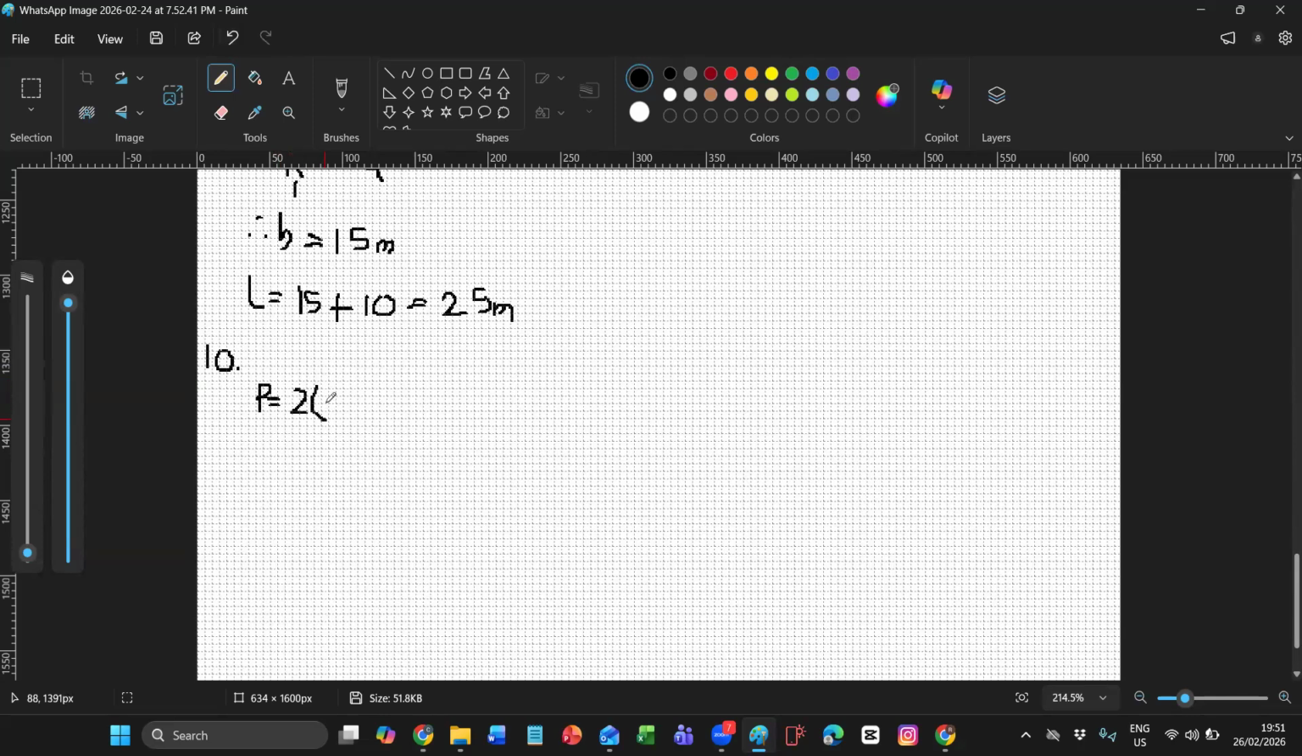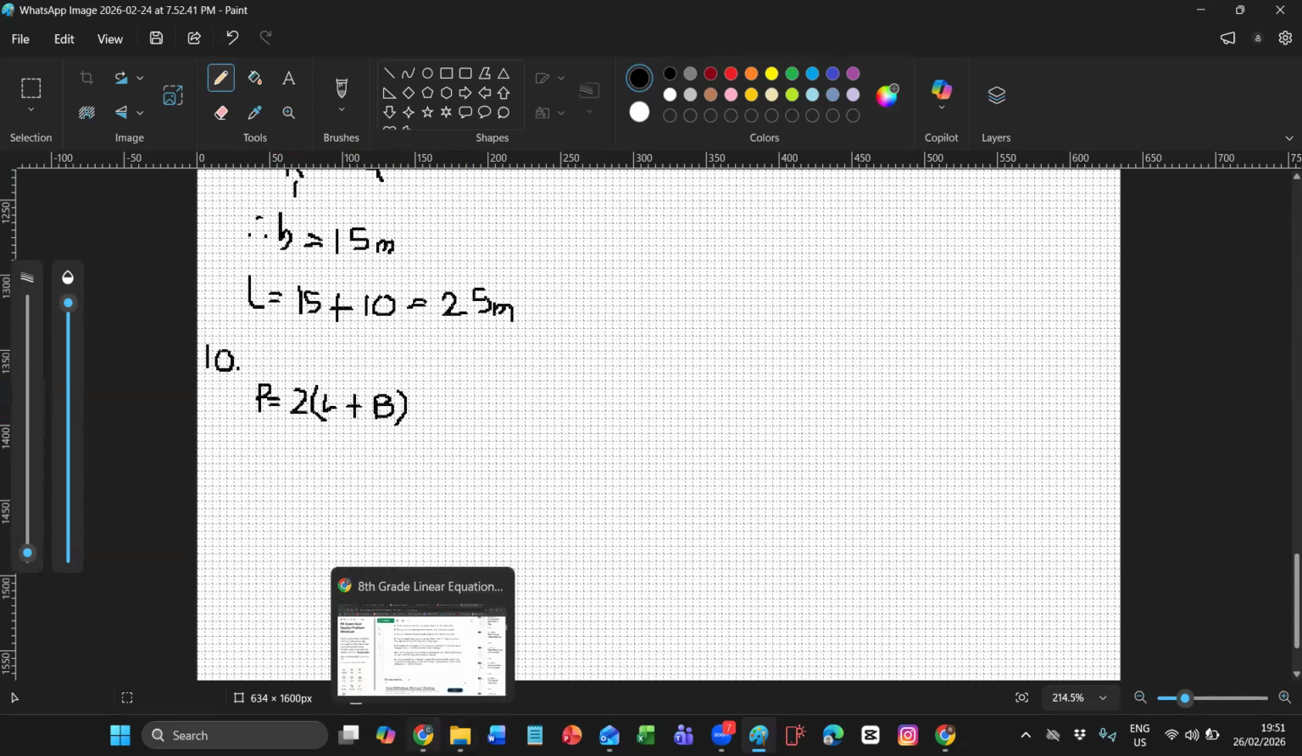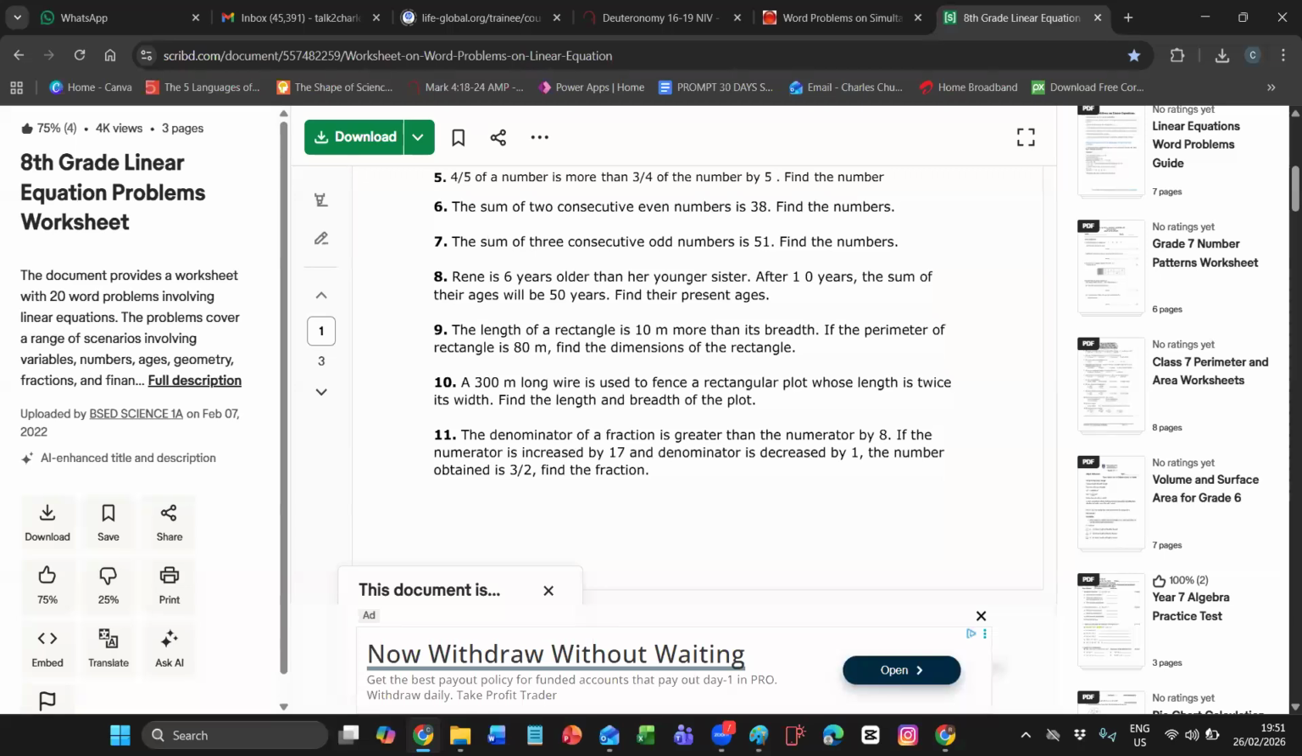Length plus breadth. But now there are some things that change, right? So what's our perimeter? If you look at that question very well, what's the perimeter in this case? Now, if you look at that question well, it says a 300-meter long wire. That means the whole wire is what was used to fence the rectangular plot.